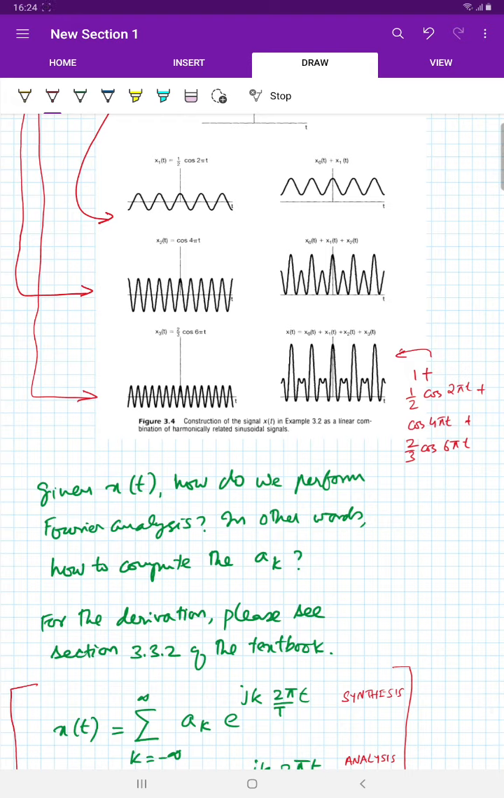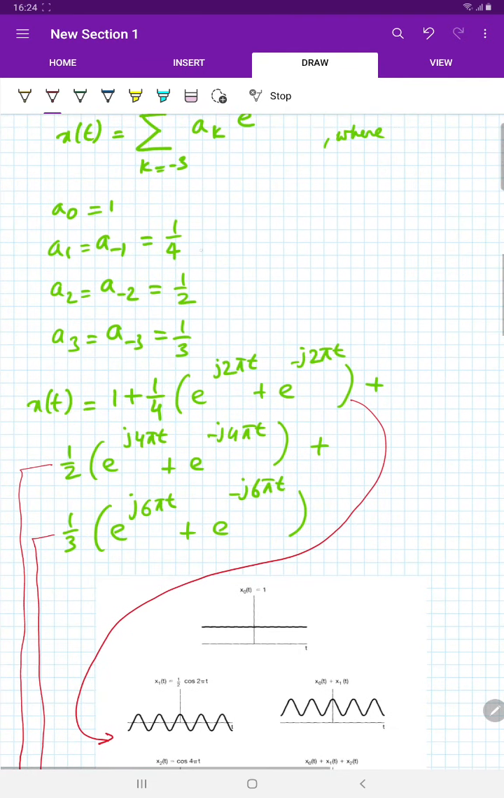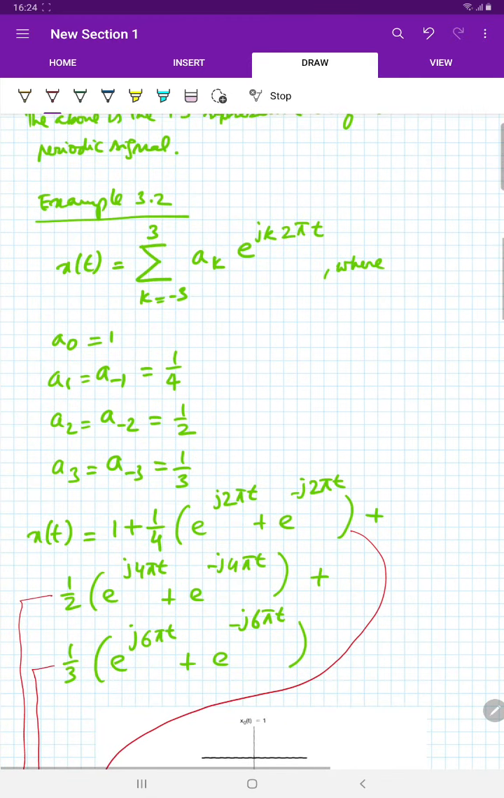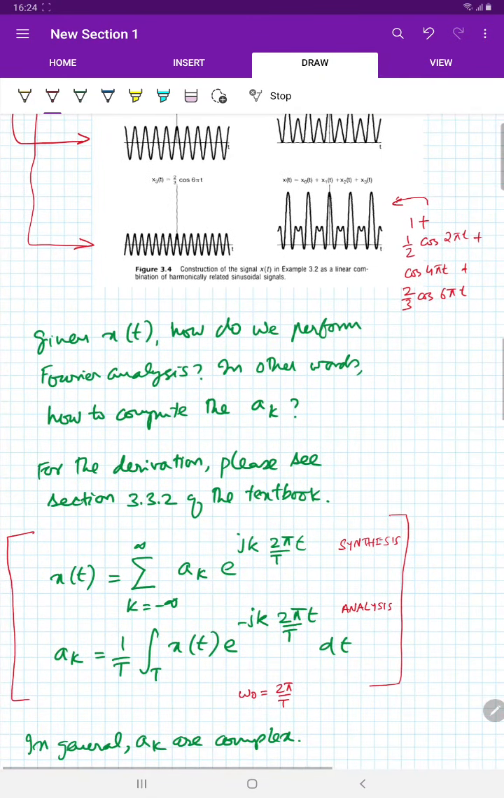So the question remains: given x of t, how do you perform Fourier analysis? In other words, how do you compute the AK? That is the question, because in this case the AKs were given to us, so we were just building x of t using the AKs. Now how do you do the reverse? Given the x of t, how do you compute the AKs?